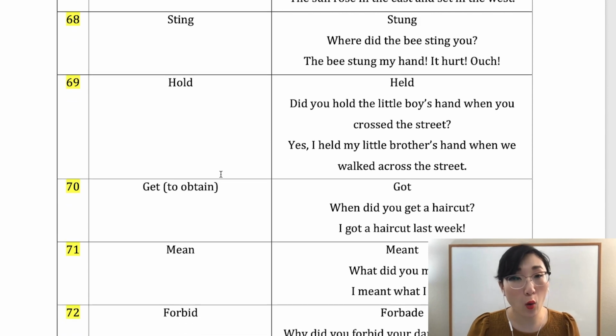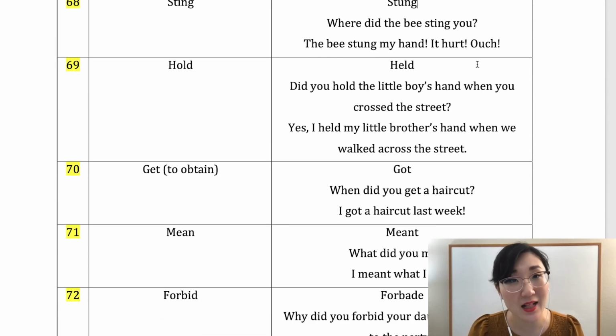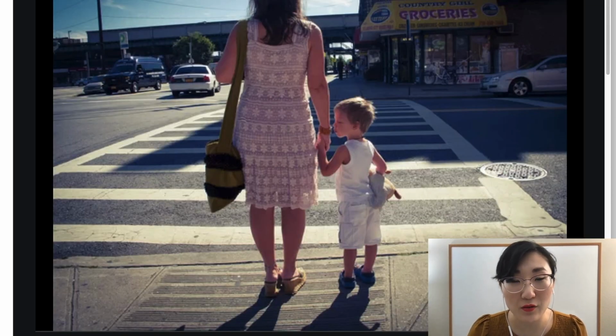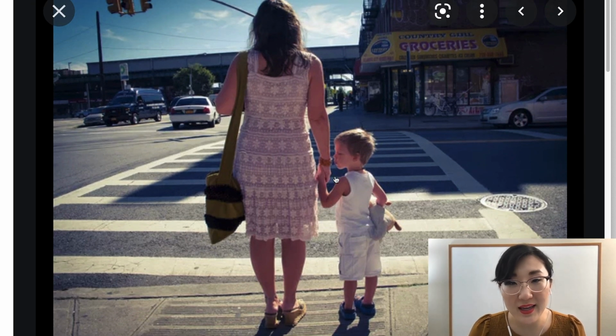Hold. Hold. Past tense, held. You can hold hands, for example. So did you hold the baby or the little boy's hand when you crossed the street? Yes, I held my little brother's hand when we walked across the street. And this is a quick little photo for you of the boy, and he held, I think this is his mom, he held his mom's hand.